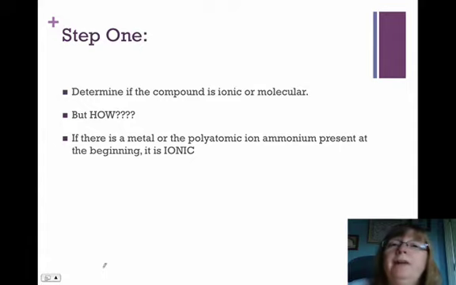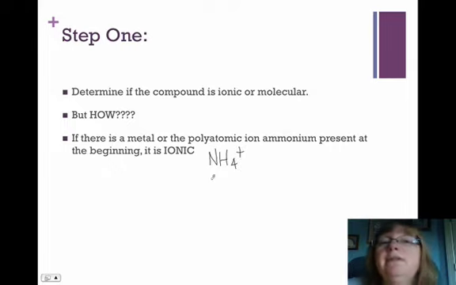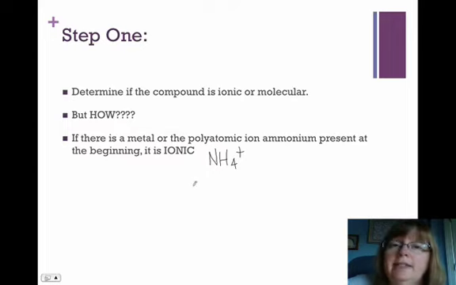Well, the first thing you have to do is look at the beginning of your compound. Is there a metal present? Or is there the polyatomic ion ammonium present? Just in case you've forgotten, the polyatomic ion ammonium is NH4 with a +1 charge. Now, ionic compounds are composed of cations and anions, and the metals form the cations, and this is the only polyatomic ion that we've learned that is a cation. So we're looking for a metal or the ammonium ion.